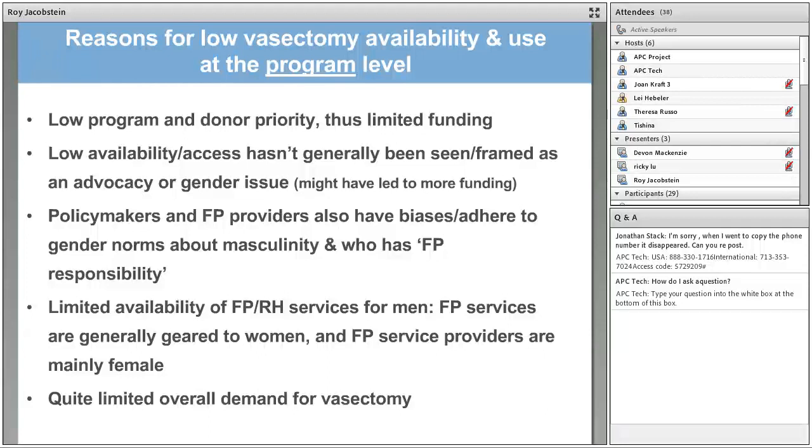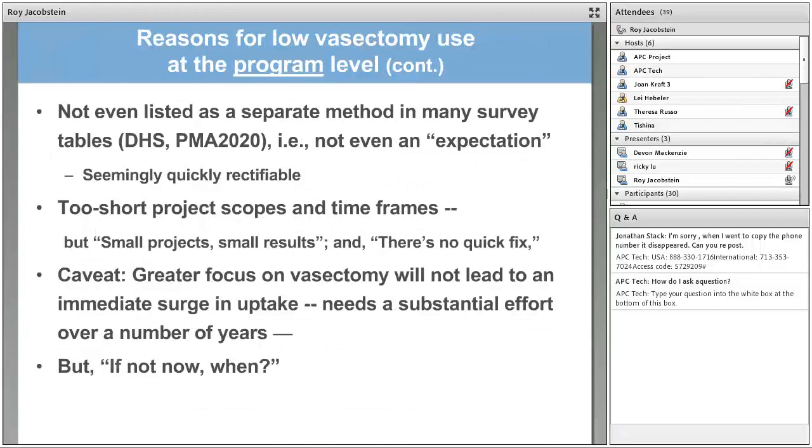not highlighted. Then, of course, policymakers and family planning providers themselves have biases and adhere to gender norms about masculinity and about who it is that ought to have the family planning responsibility. And so, in general, family planning and reproductive health services for men are limited in the countries where we work, and services are generally not only geared to women, but generally provided by women. And men tend to prefer a male vasectomy provider. So all of that leads to quite limited overall demand for vasectomy.